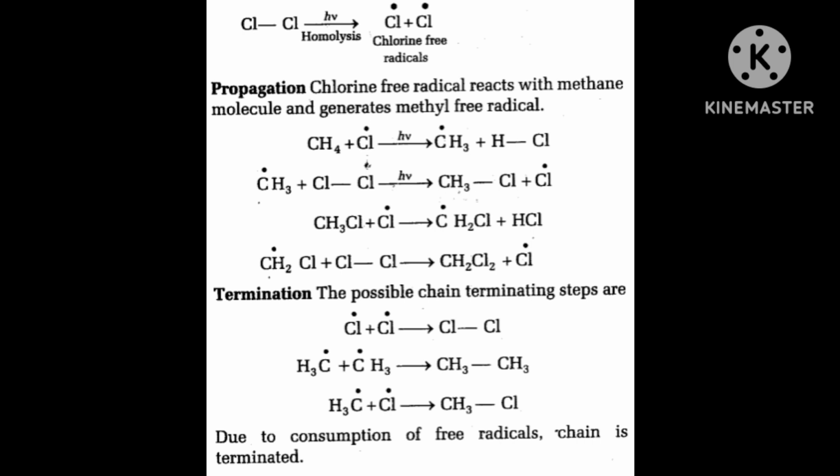Halogenation takes place either at higher temperature, which means between 523 to 773 Kelvin, or in the presence of diffused sunlight or ultraviolet light, UV light. Diffused sunlight means morning light. Morning light is called diffused light. Or sometimes in ultraviolet light, UV light, which is highly energetic.